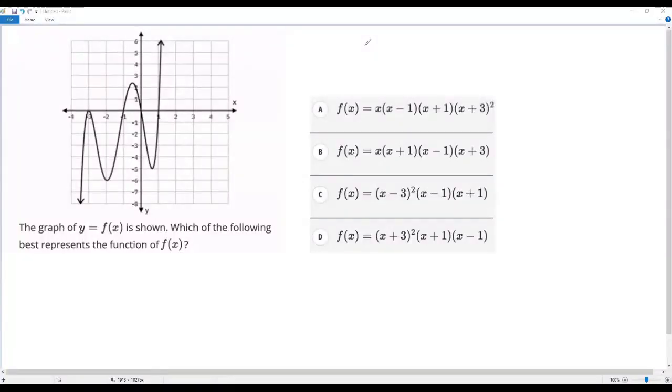Here we have a SAT math question. Okay, let's go through the information. There is a graph given over here. The graph of y equals f of x is shown. Which of the following best represents the function f of x?